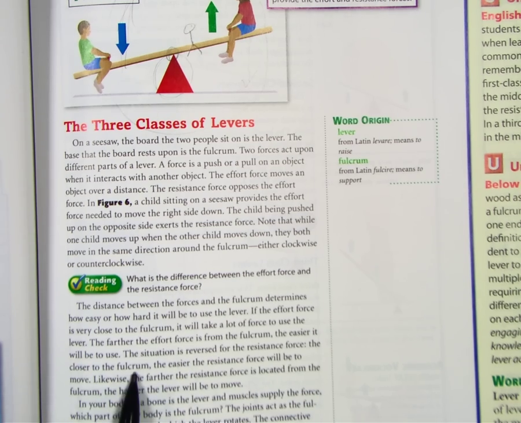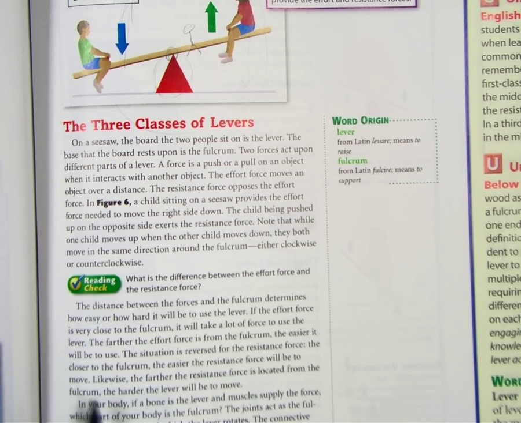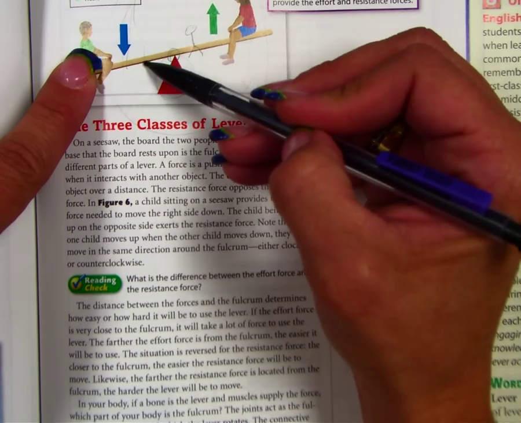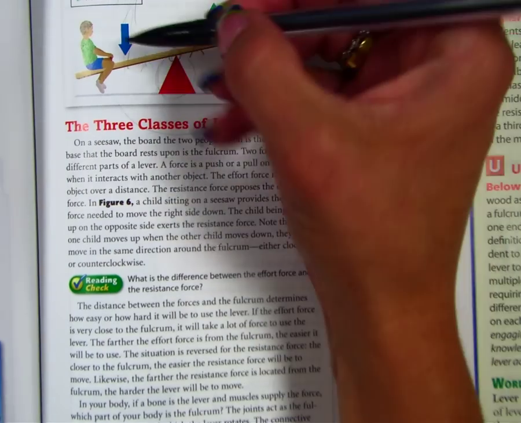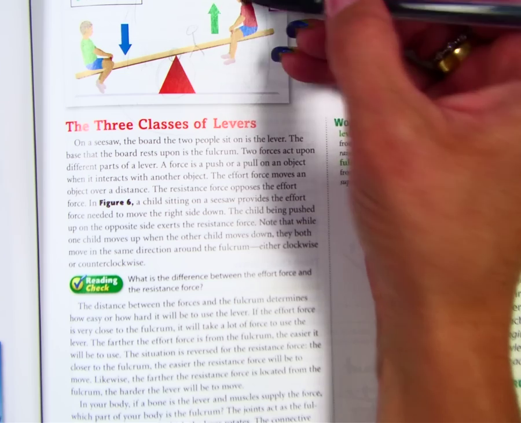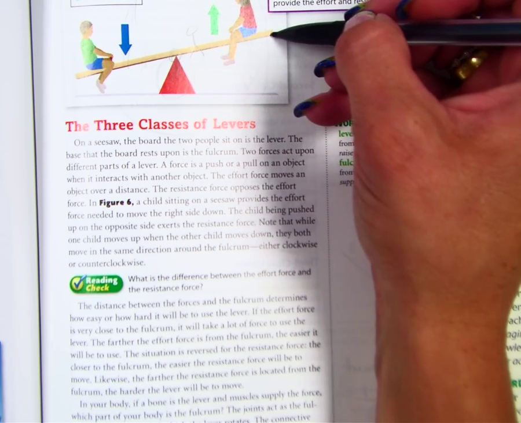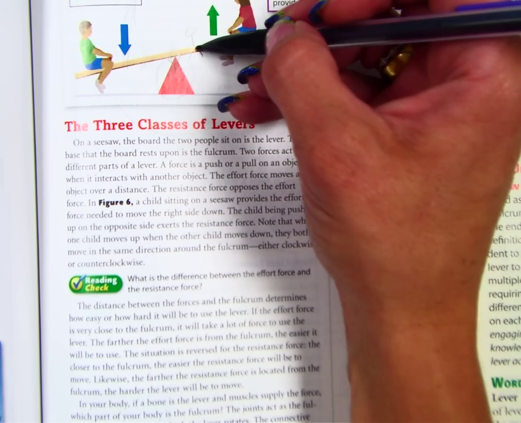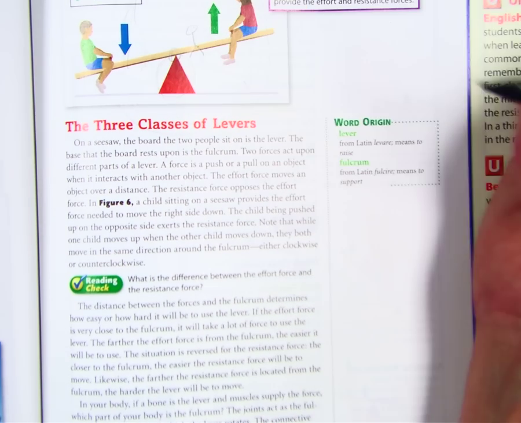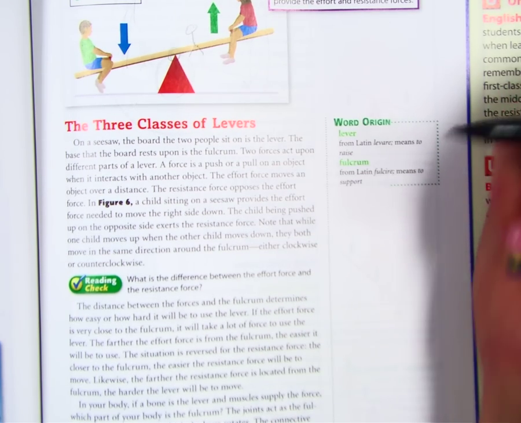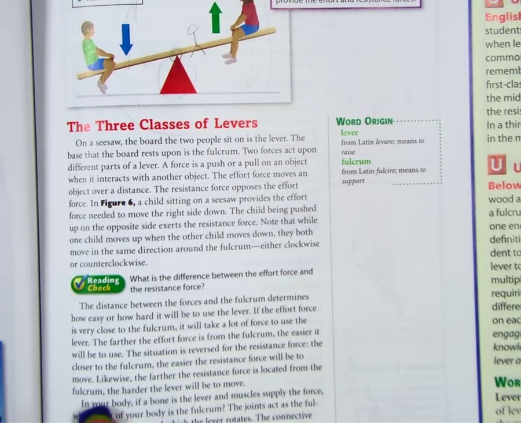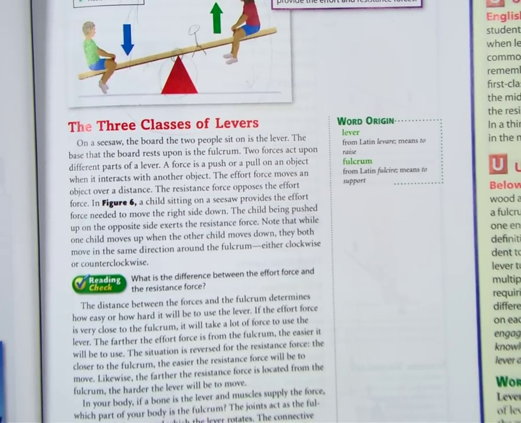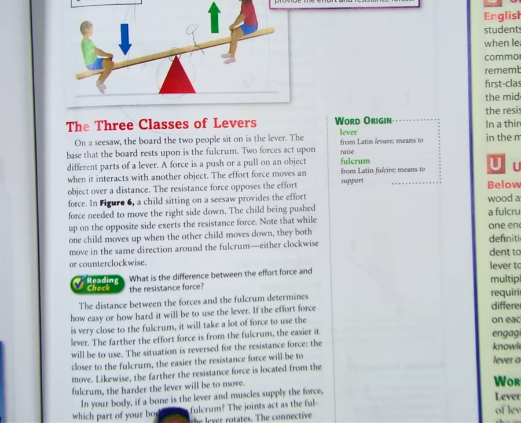The situation is reversed for the resistance force. The closer to the fulcrum, the easier the resistance force will be to move. So if he's sitting way up here, and he right now is pushing down, let's pretend that he's the effort force. He's pushing down and he's trying to move her up. If she's way out here, it's going to be harder for him to move her up. If she's way in close like this, it's going to be easier for him to move her up. Okay? Likewise, the farther the resistance force is located from the fulcrum, the harder the lever will be to move.